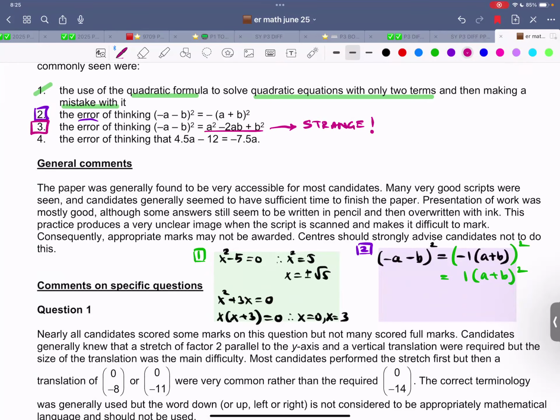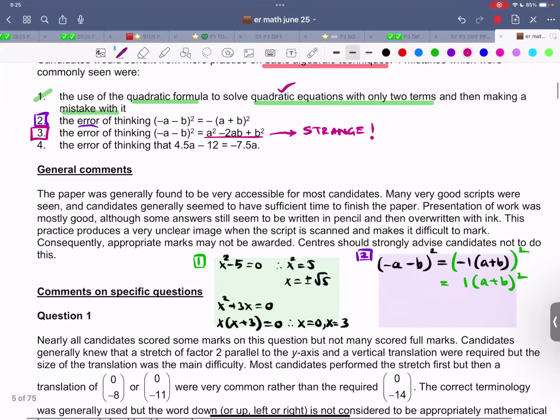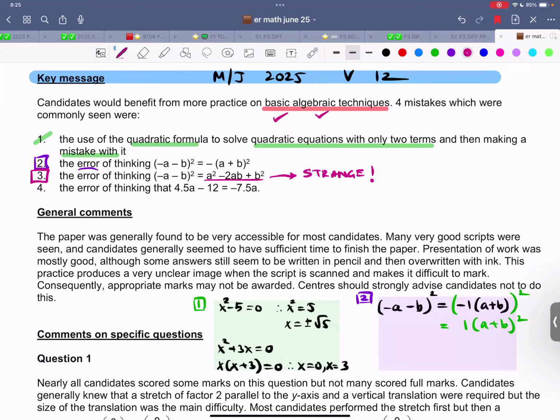So that is why the examiner is saying this thing. That is basic algebraic techniques learned in O levels, learned in IGCSE, should be very, very good. The fourth one, which is this thing. Let me use a blue marker.